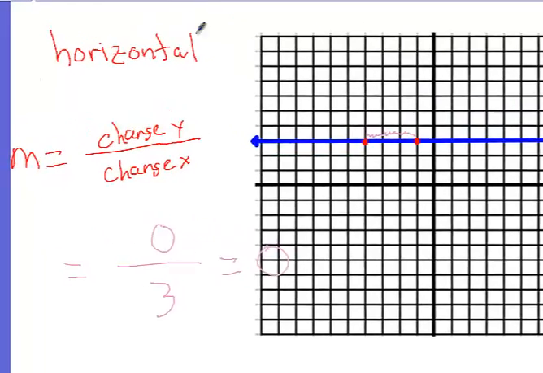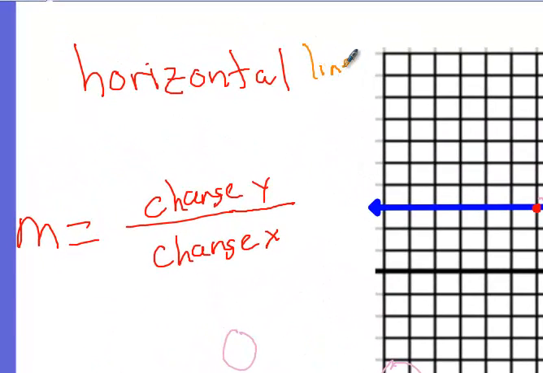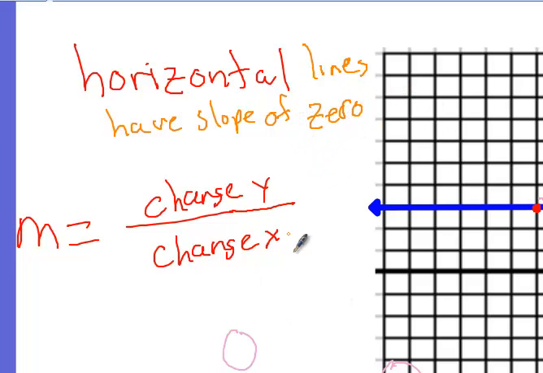So horizontal lines have a slope of 0. Every horizontal line has a slope of 0. And we proved it here because the horizontal line doesn't go up and down at all, so its change in y is 0. 0 divided by anything is just 0. Moving on.